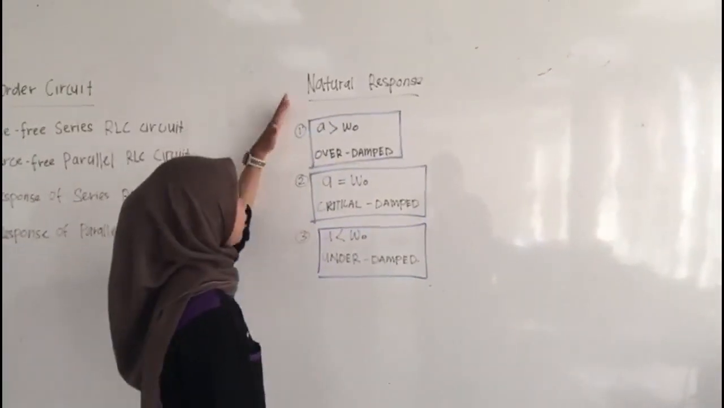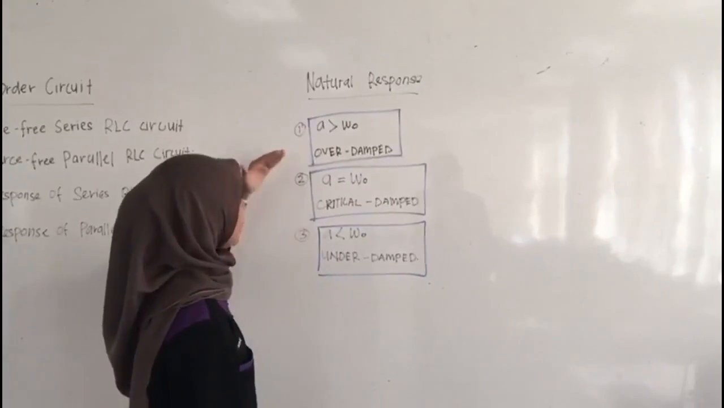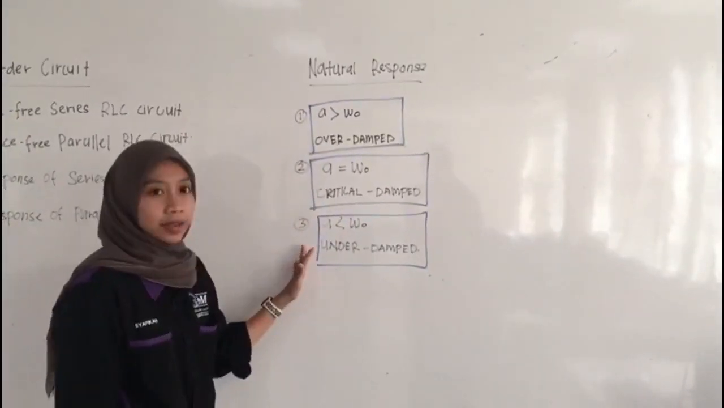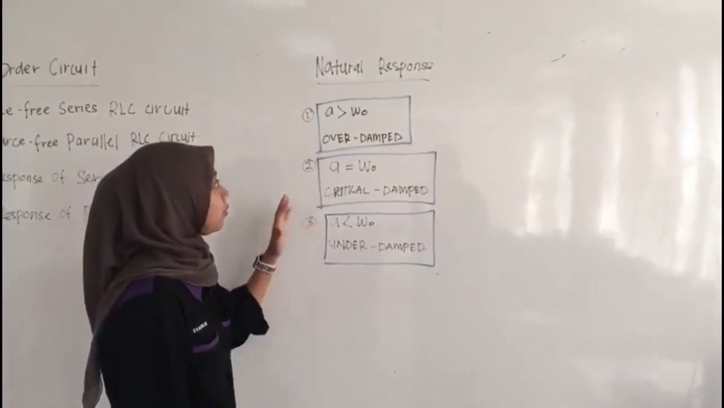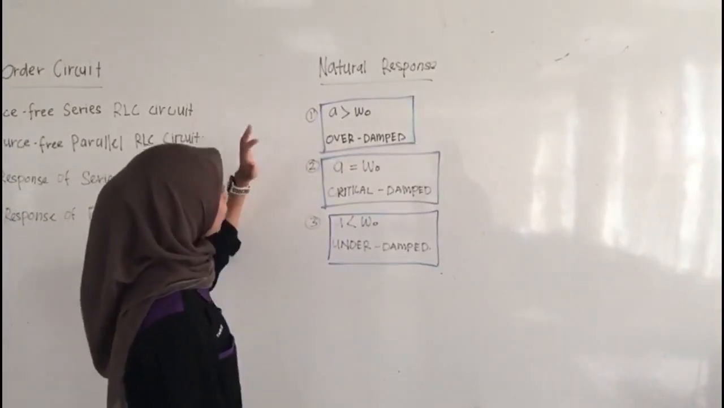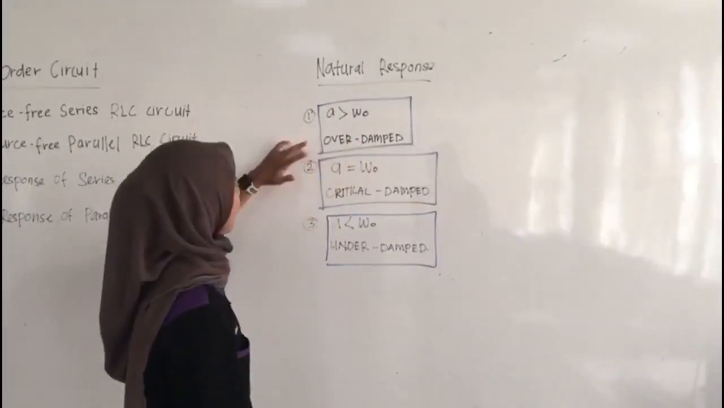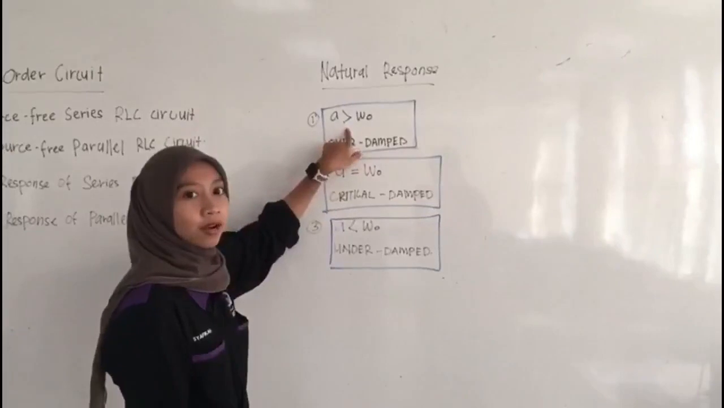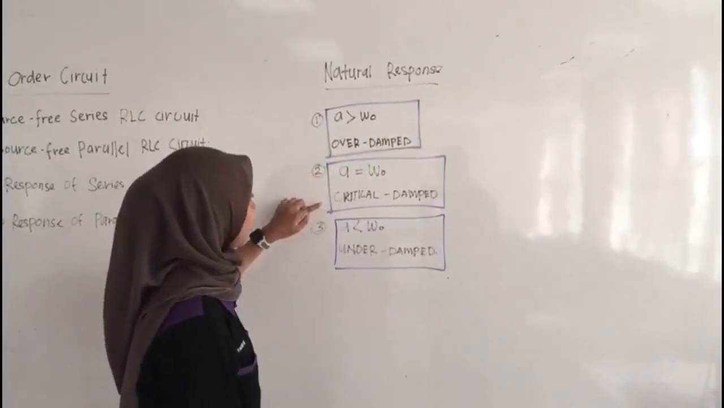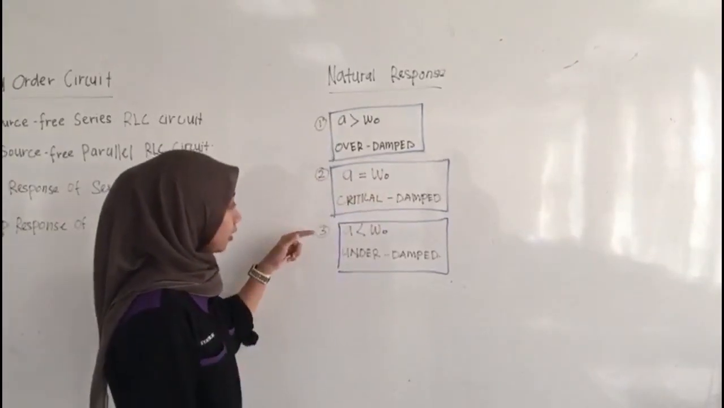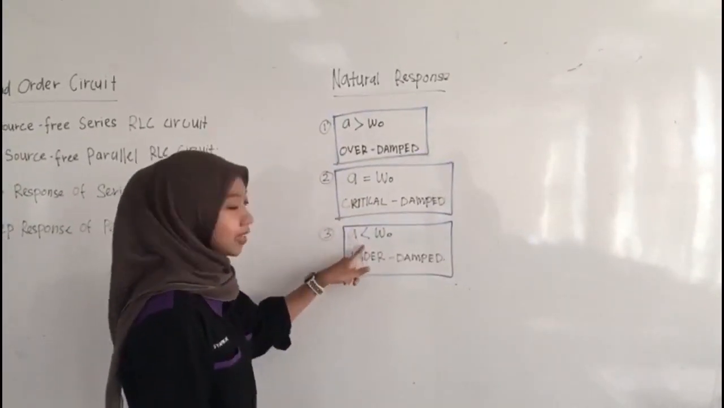For the natural response, we have 3 cases. The first one is overdamped, the second one is critically damped, and the third one is underdamped. Before we know the case, we need to identify the values of alpha and omega naught. For overdamped, alpha is greater than omega naught. For critically damped, alpha is equal to omega naught, and underdamped is alpha less than omega naught.